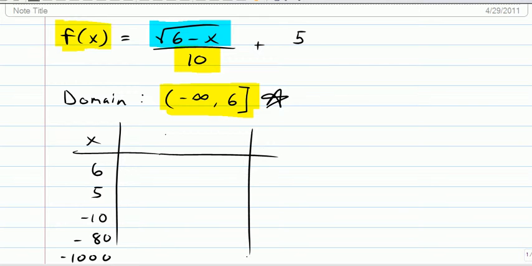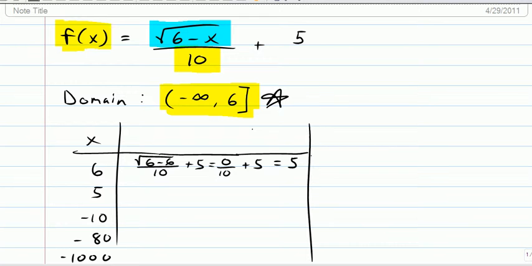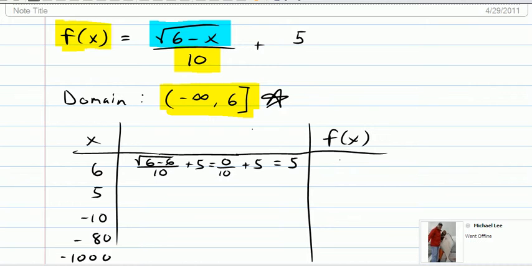So when you plug 6 in, f of x is the square root of 6 minus 6, over 10, plus 5. That's equal to 0 over 10 plus 5. 0 divided by 10 is 0. 0 plus 5 is 5. So when x is 6, f of x is 5. This work in the middle, that's just our process work.